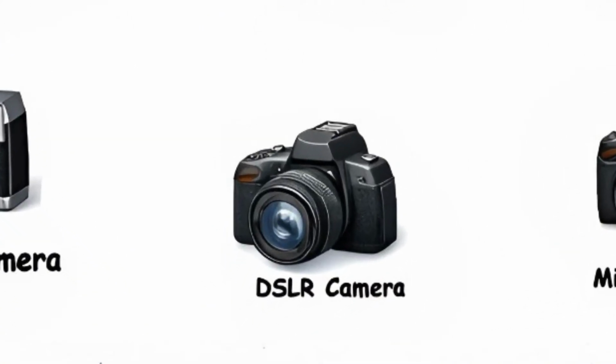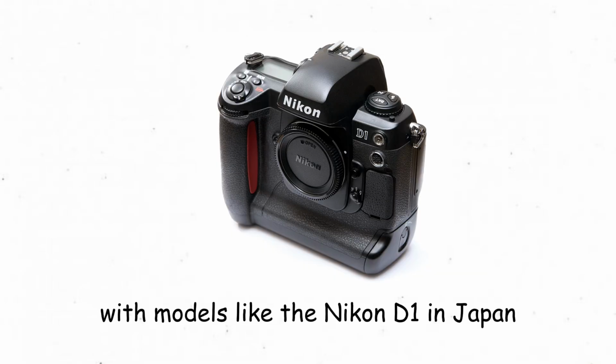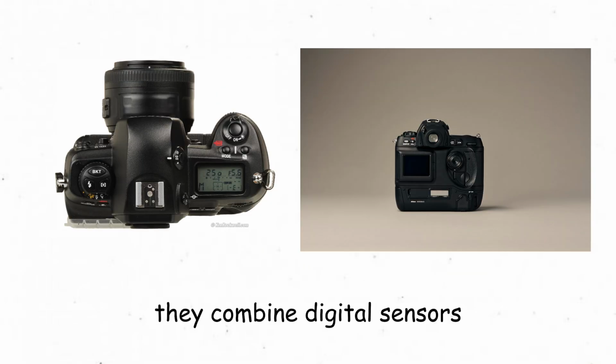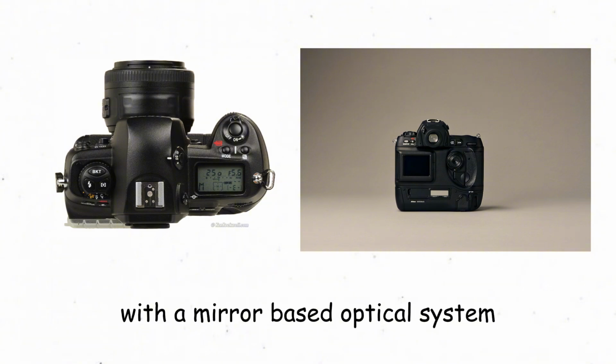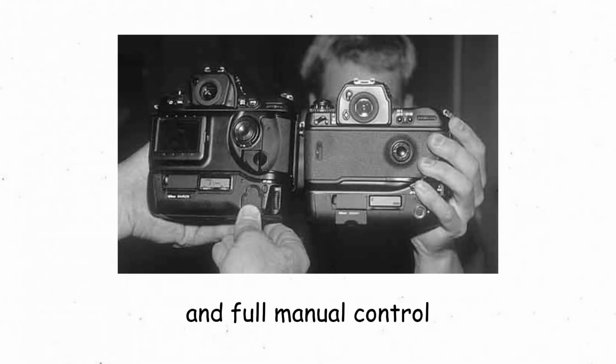DSLR camera. DSLR cameras became widely popular in 1999 with models like the Nikon D1 in Japan. They combine digital sensors with a mirror-based optical system. What makes them different is high image quality and full manual control.